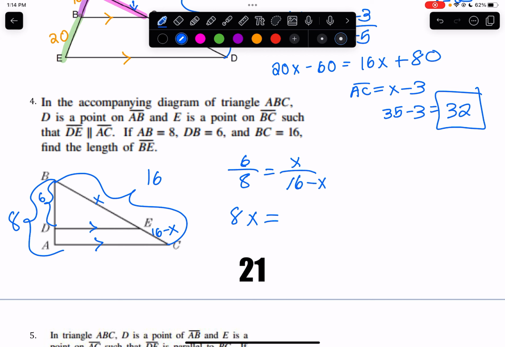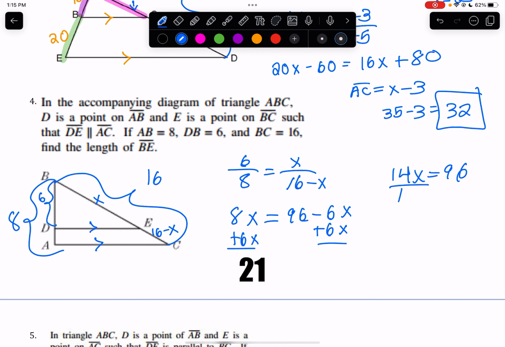8x equals, so first 16 times 6, which is 96 minus 6x. Add 6x to both sides. 14x equals 96. 96 divided by 14 gives us an ugly number. So x is equal to 6.9 when you round to the nearest tenth.